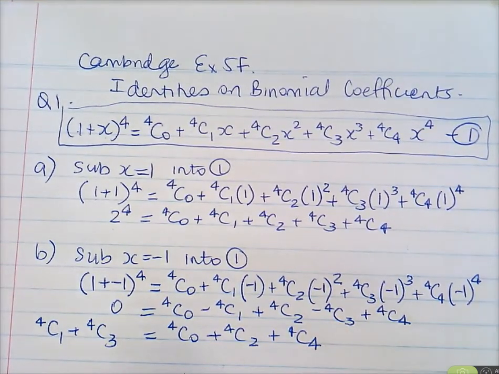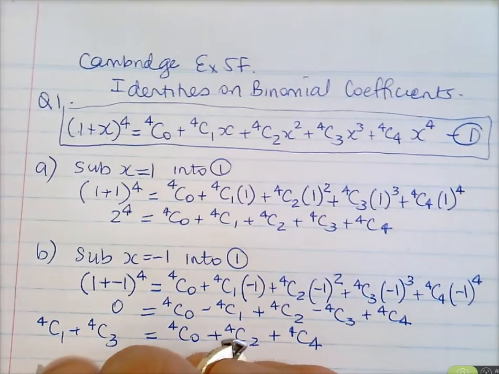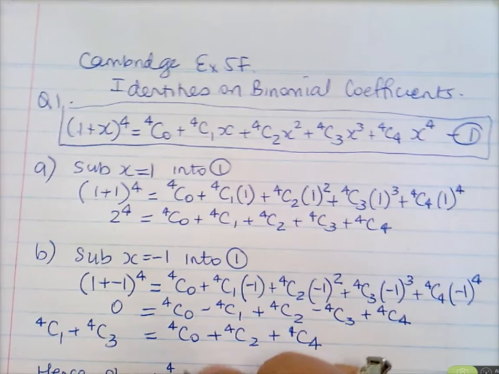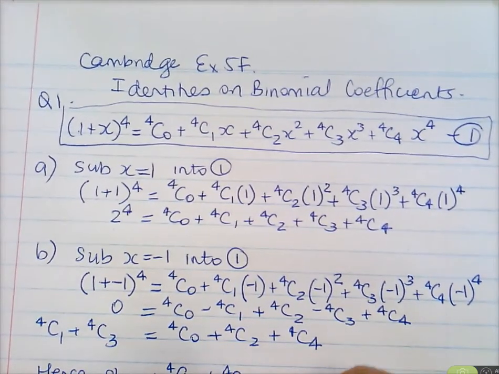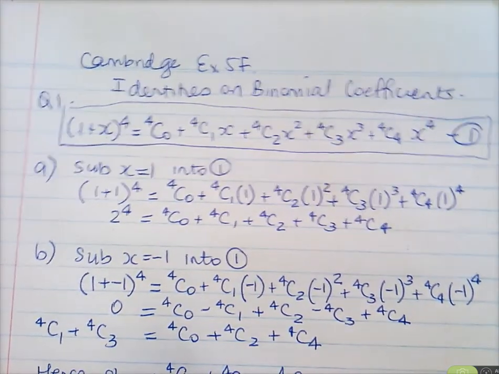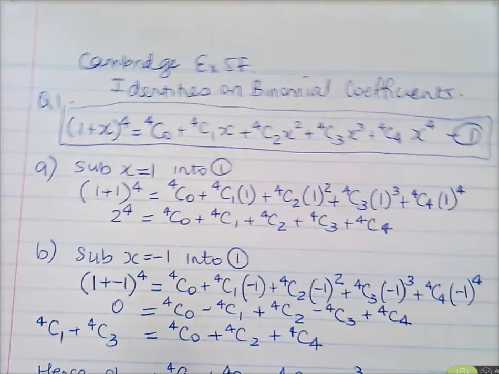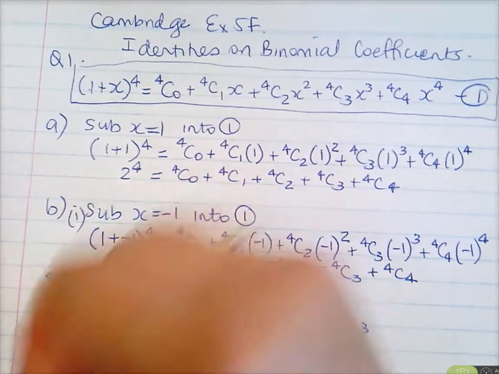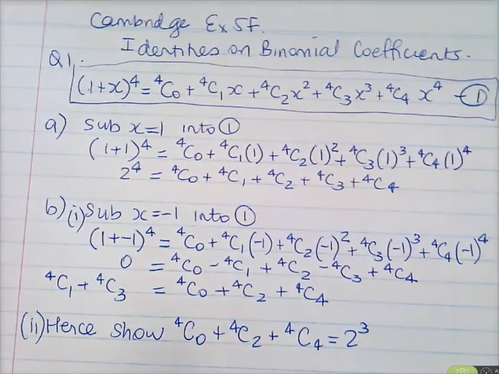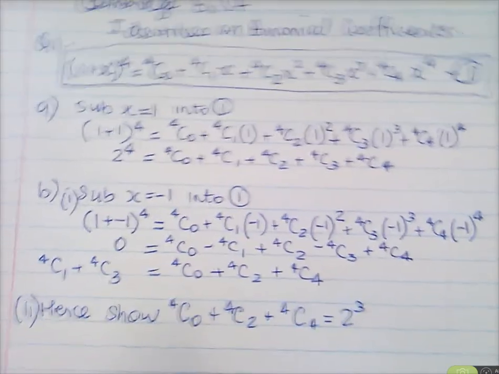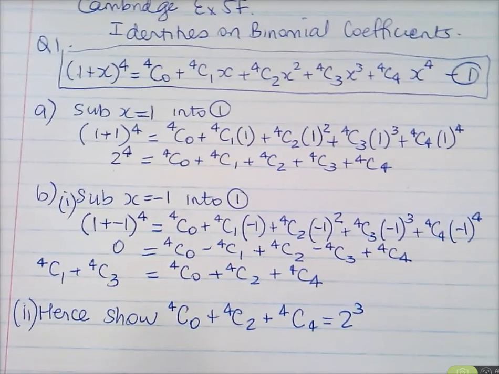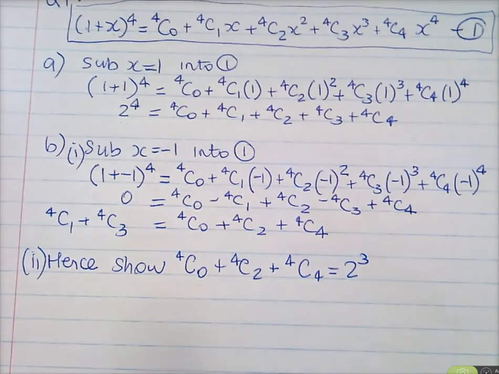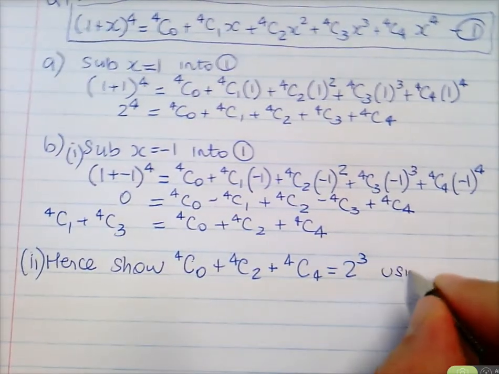Then it says, hence, we have to show that 4 choose 0 plus 4 choose 2 plus 4 choose 4 equals 2 cubed. That's the next part of the question. So that was B part 1. B part 2 says, hence show that 4 choose 0 plus 4 choose 2 plus 4 choose 4 equals 2 to the power of 3, and it says using the result from part A.